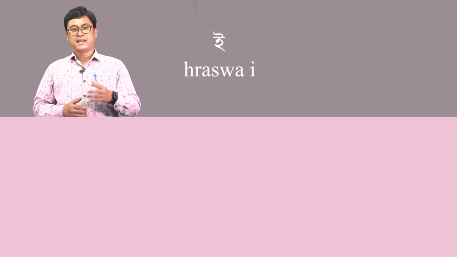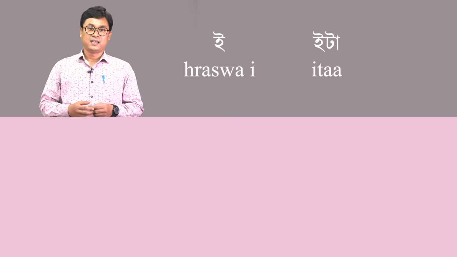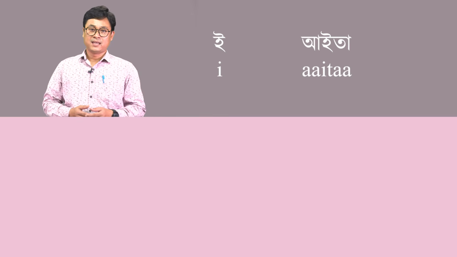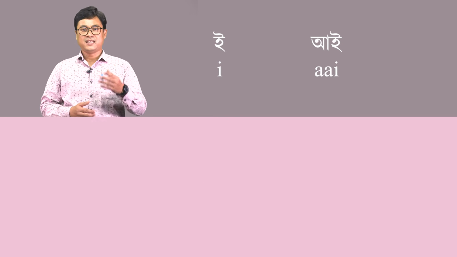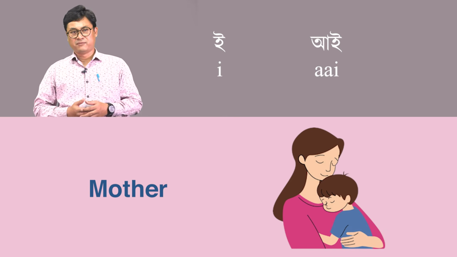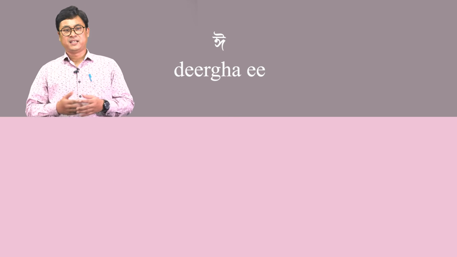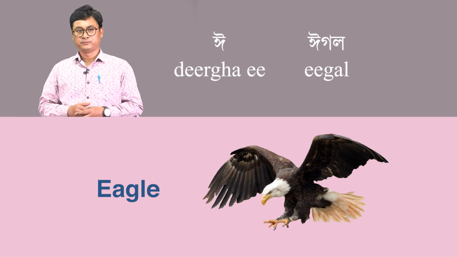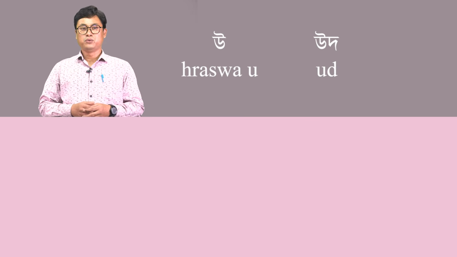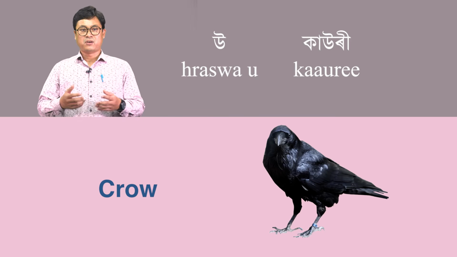Hrasoi. This letter can occur in all the three positions of words, like ita means brick, aita means the Assamese address term for grandmother, and i, which is the Assamese address term for mother. Dirgha E. This letter occurs very rarely in Assamese, as in eagle, which means eagle. Hraso U. U for uut, that means camel, uud, which means otter, and kauri, that means crow.